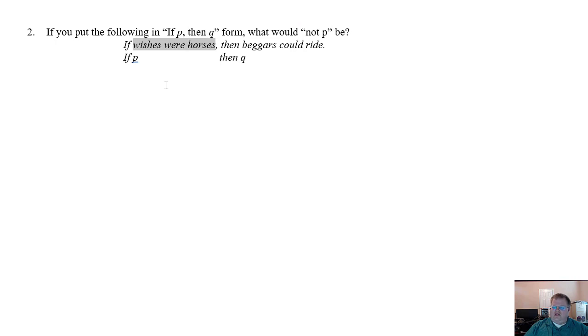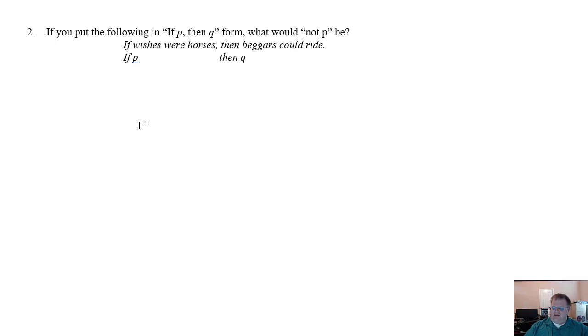Now, be aware that on the actual final itself, you want to review all this if-then stuff. You could be negating something, you could be rewriting a conditional statement into inverse, converse, contrapositive form. So you want to go back and review all those other things.